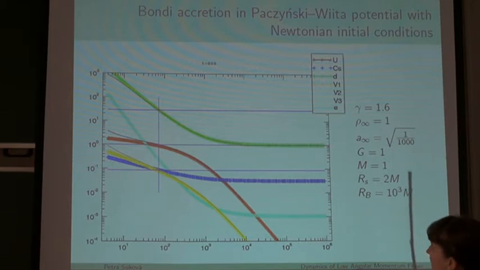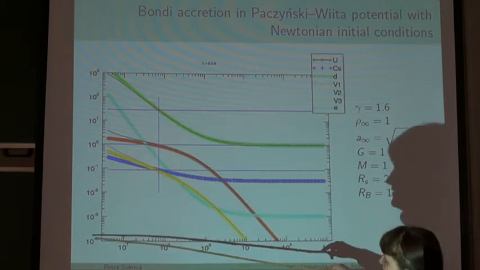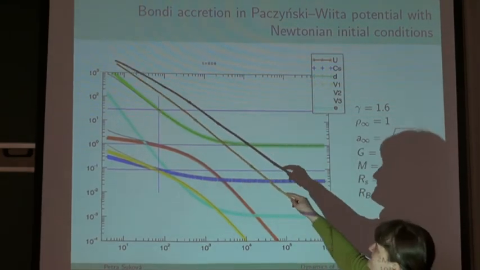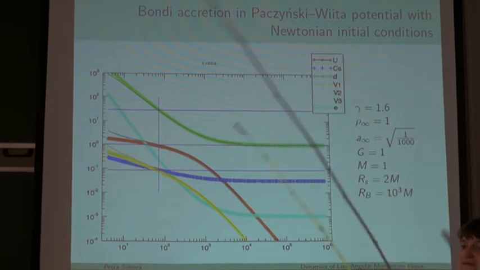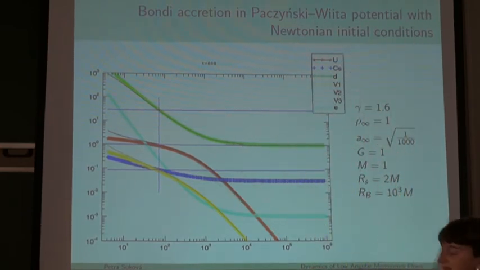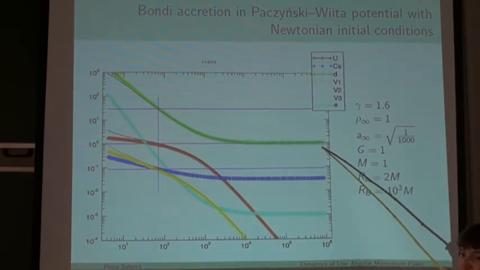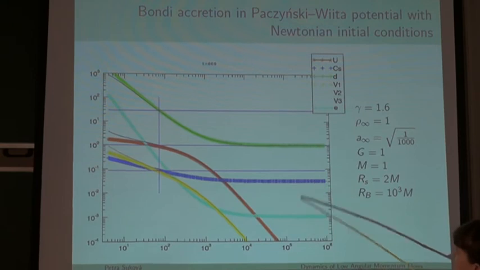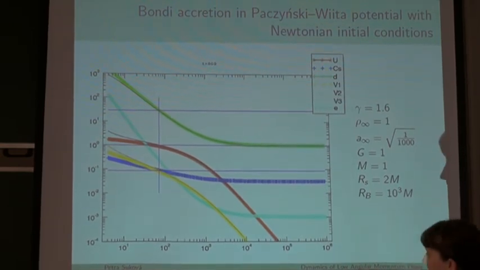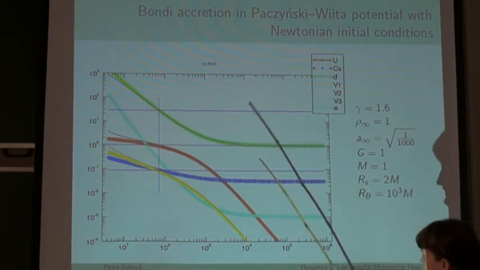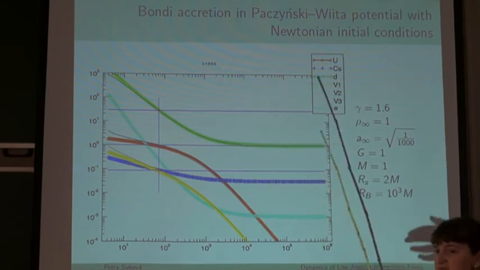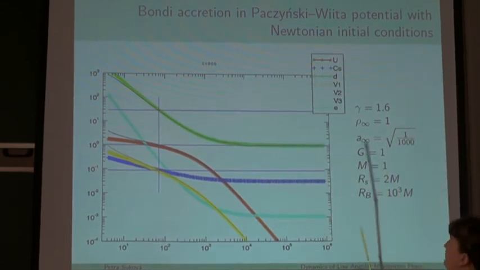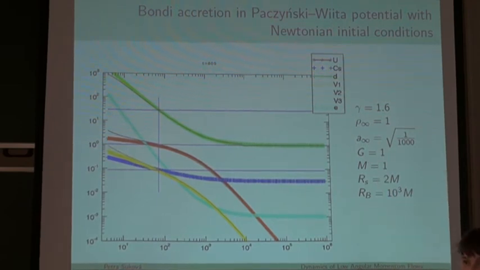The question is what is on the axis. So it's from 10^-4 to 10^3, and this is in different units for different quantities. So the density is in the unit of the density at infinity. The radial speed is in the unit of the sound speed at infinity. The Mach number is a dimensionless number. And this is the local sound speed in the units of the sound speed at infinity. So there is a legend. Different colors represent different physical quantities. Yeah. As a function of radius. Yes. As a function of what? Radius. Of distance from the center. Okay. But it's hard to say.